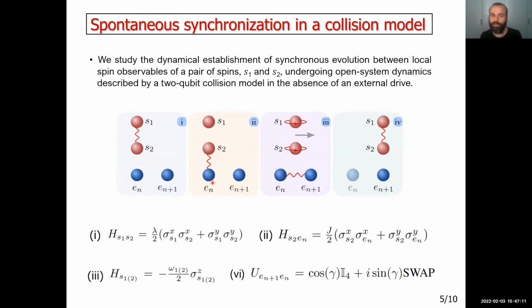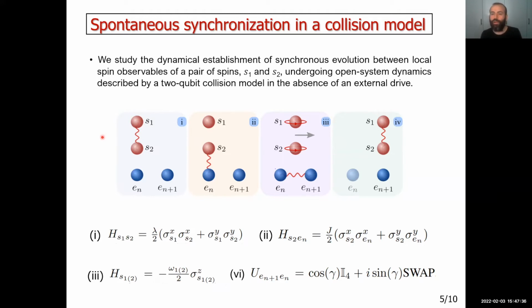So in our work, we considered a collision model for several reasons. It's not important at this stage, but they are flexible. One of the reasons that we choose collision models is the fact that they're flexible. You can engineer any type of environment you like. But what we do is that we study the establishment of synchronization between the local spin observables.